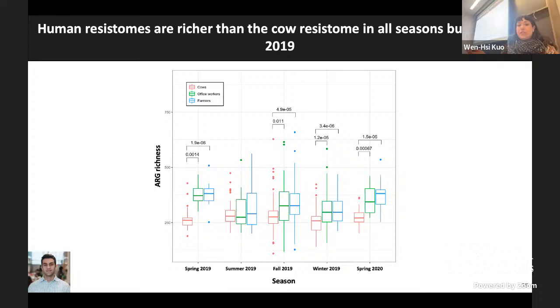And so what Bejan did is he pretty much did very similar things to what I had shown you with diversity and with comparing between and within samples, but now he did it specifically with antibiotic resistant gene counts. Overall, we found that the human resistome, so the resistant genes characterized in their guts, is richer than that of cows. And pretty much it's true across seasons.